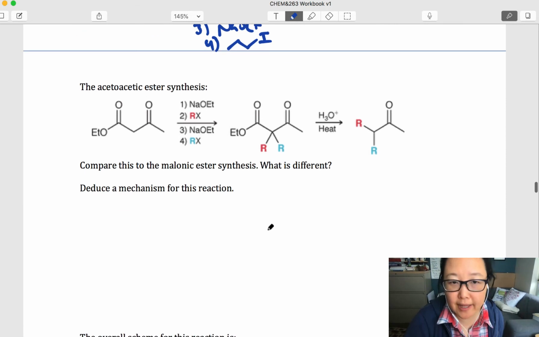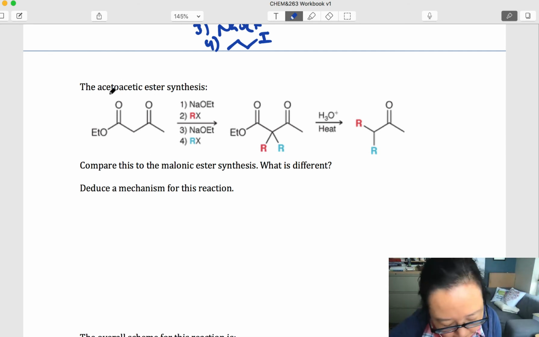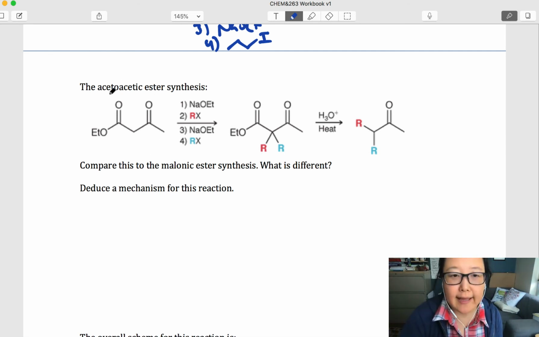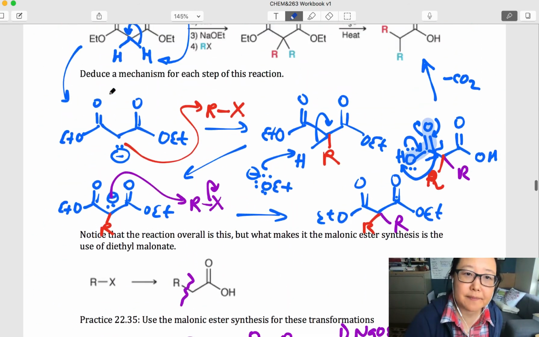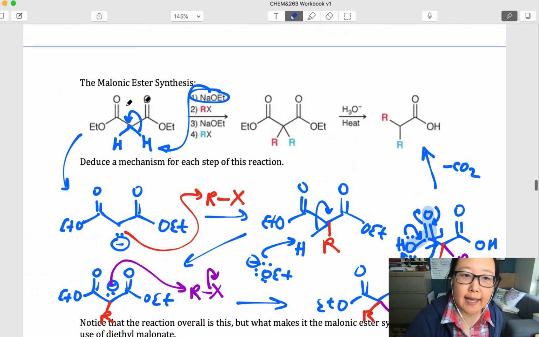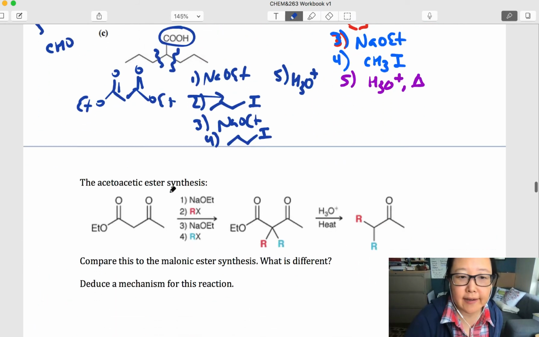Then to that, I would add this slightly modified version of what we just did. This is the acetoacetic ester synthesis. This is ethyl acetoacetate. Okay, and this molecule is basically like our other one, but how does it differ? So here we had a diester. What do we have here?